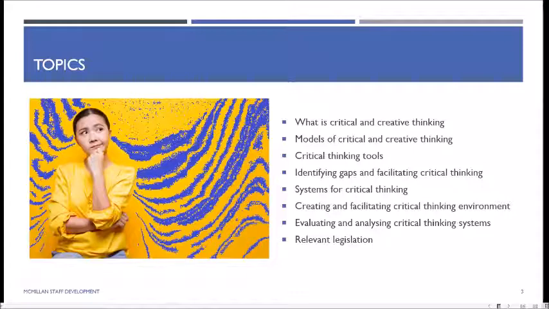And often that's a lot about our leadership, the type of culture that we create, and the norms of behavior that we endorse. And finally, we'll wrap up with evaluating and analyzing these critical thinking systems that I've just been talking about, and just touching very lightly on relevant legislation that pertains to critical and creative thinking.